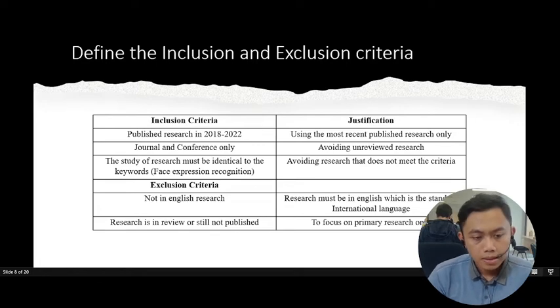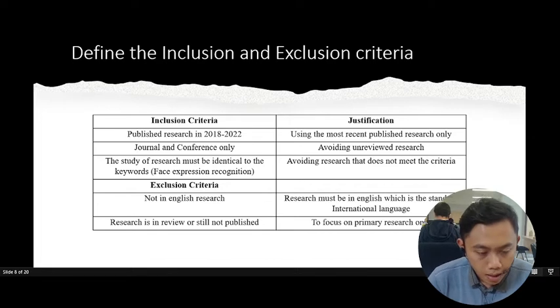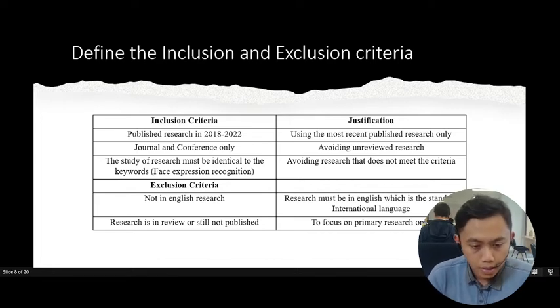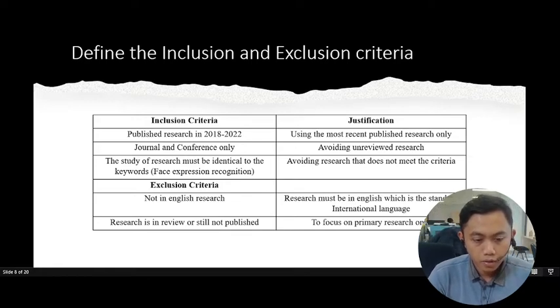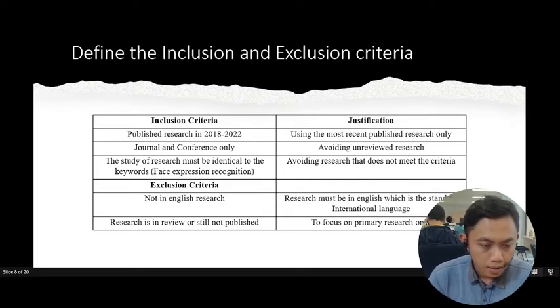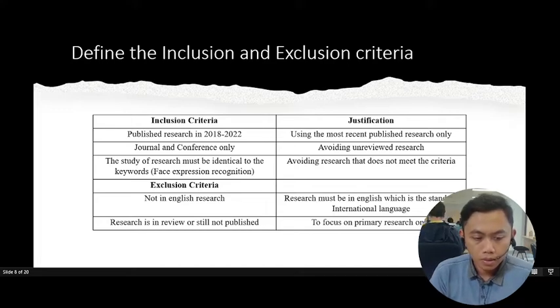And this is how we define the inclusion and exclusion criteria. The first is the inclusion criteria. We use published research from 2018 until now, 2020 and 2022. Then journals and conferences only. We also use published papers, not unpublished papers. And the last is that the study must be identical to the keywords, the face expression recognition.